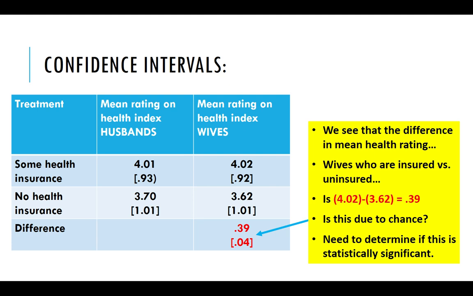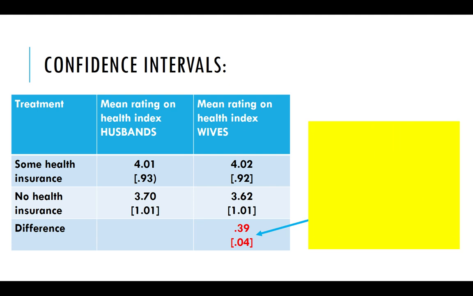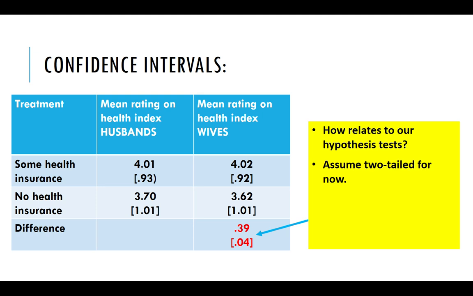Well, here's where a hypothesis test can help me. So how does this relate to our hypothesis test? Well, first, let's assume a two-tailed test for now. I know that might not be the most appropriate, but it's just going to be a little easier for illustration. Maybe I want a one-tailed test here because maybe I'm thinking that people with insurance have a higher health index than no insurance. But go with me on this. Right now, let's just say we have a two-tailed test.